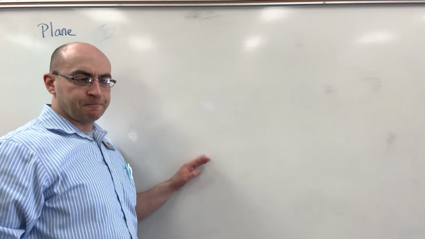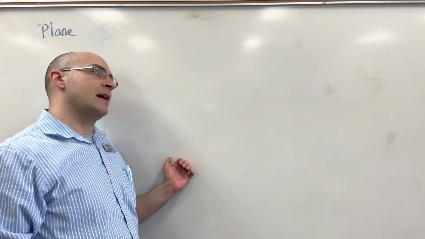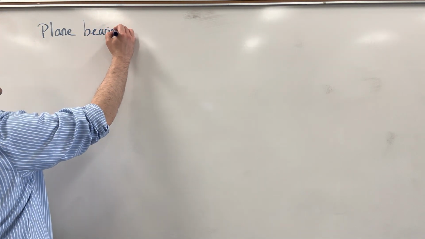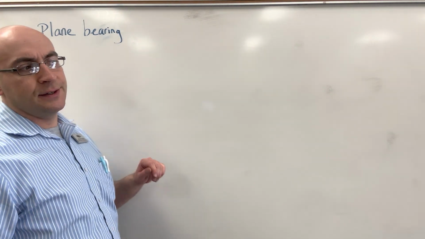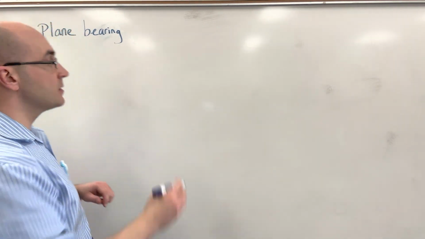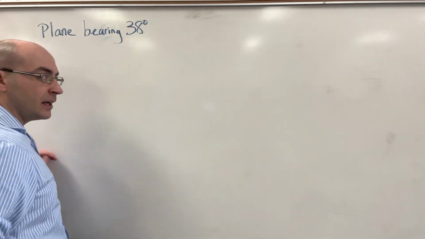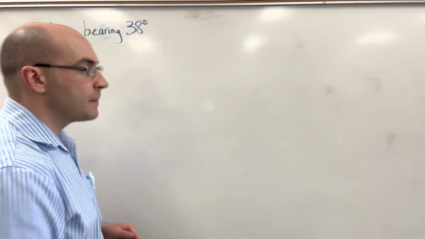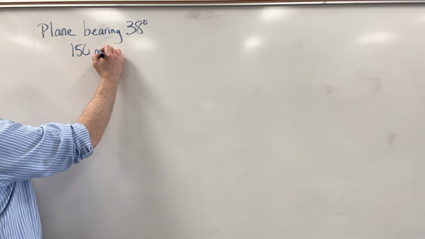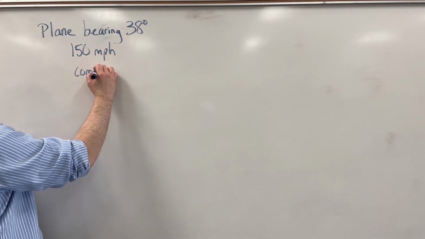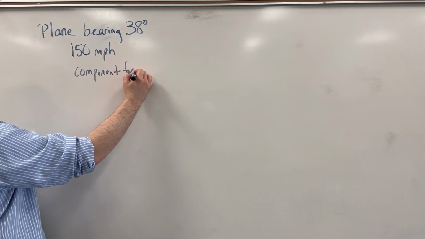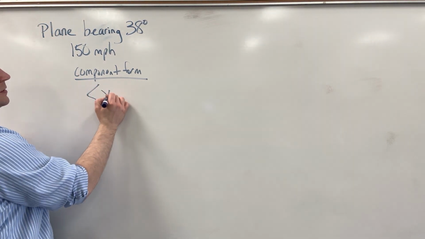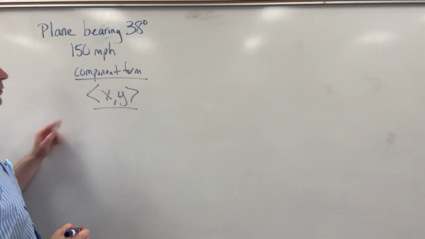So let's say we've got a plane, and the plane is traveling on a bearing. Right? Bearing, our favorite word, right? So the plane is on a bearing, and let's say that bearing is 38 degrees. Fun, right? And let's say that it's traveling at a speed of 150 miles per hour. We want to find the component form of the velocity of that plane. Just worry about component form. Now remember, component form is your XY coordinate of where that plane is going.